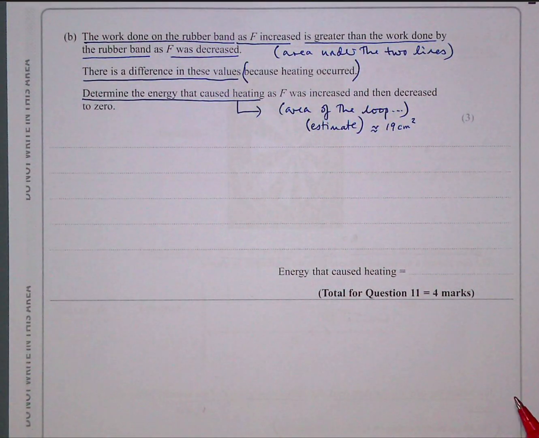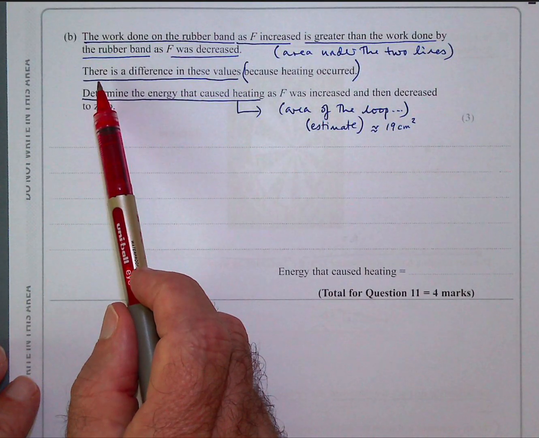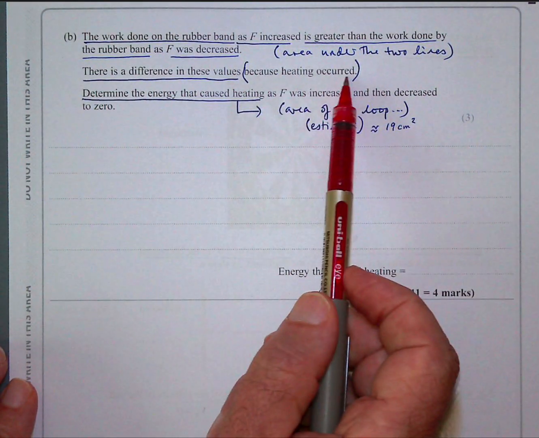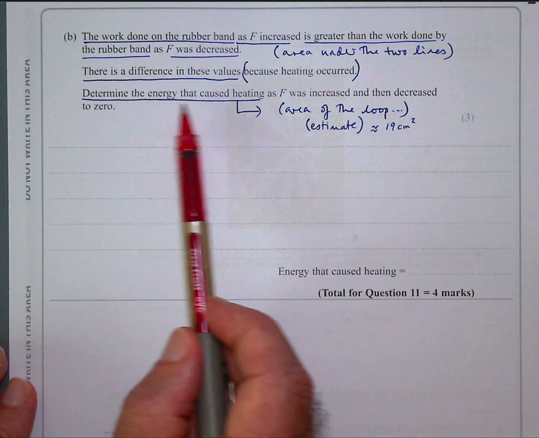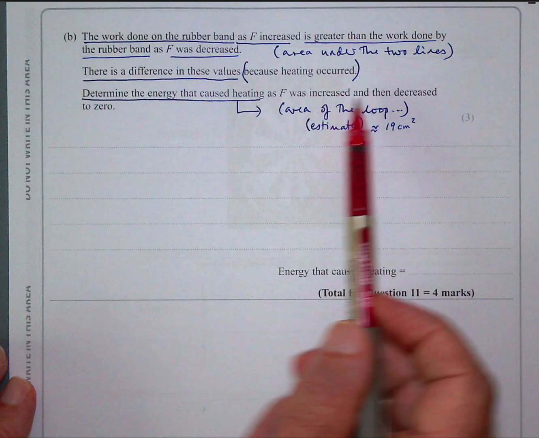You need to make sure you understand the behavior of a rubber. It's different from metals, okay? There's a difference in these values because heating occurred. So I've explained that to you. Determine the energy that caused heating as F was increased and then decreased.